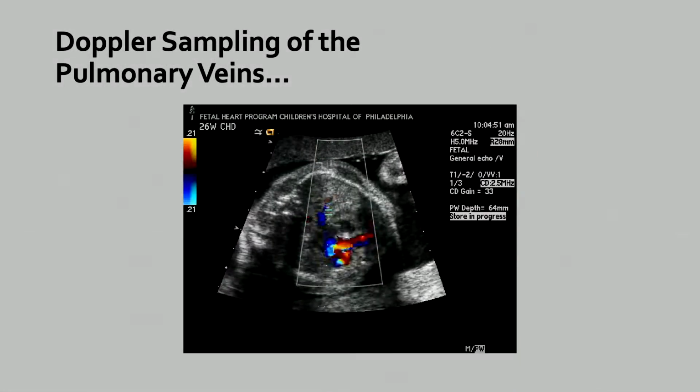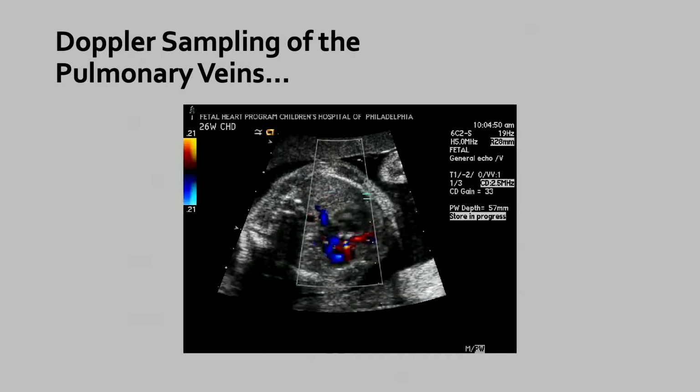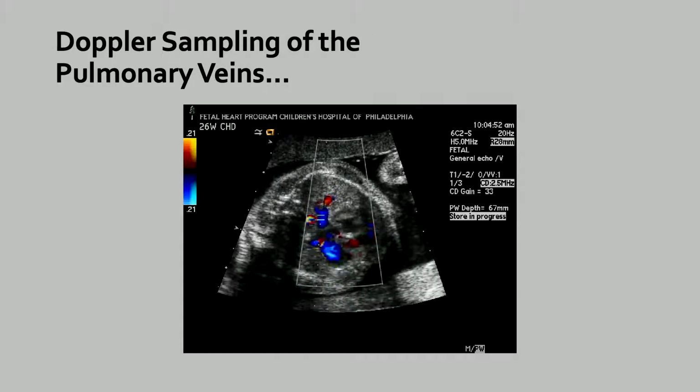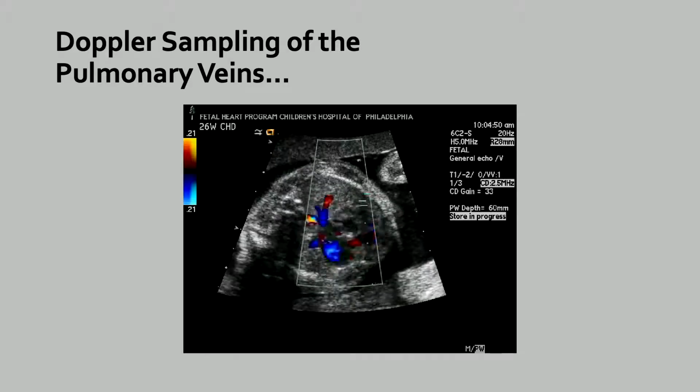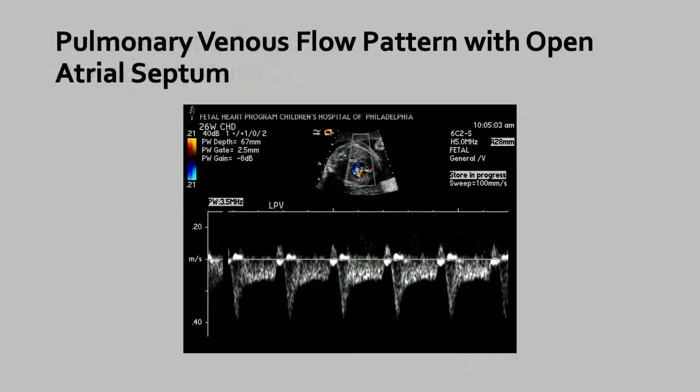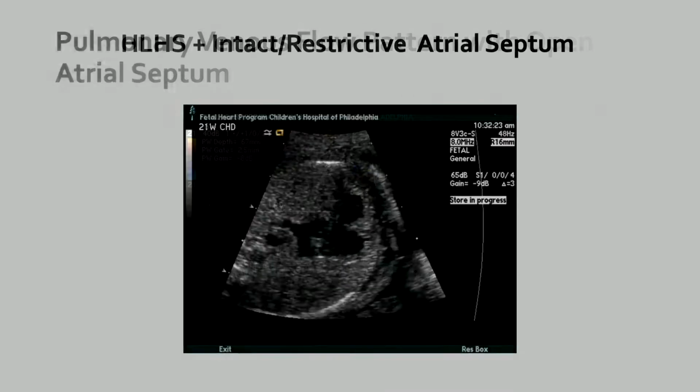How do we pick this up prenatally? Sampling the pulmonary veins is important. So Doppler sampling of the pulmonary veins can be done by dropping your color scale. As we saw earlier, that technique is readily known, and one can sample the pulmonary veins and get a flow pattern as you see here. This is normal. This is an open interatrial communication.